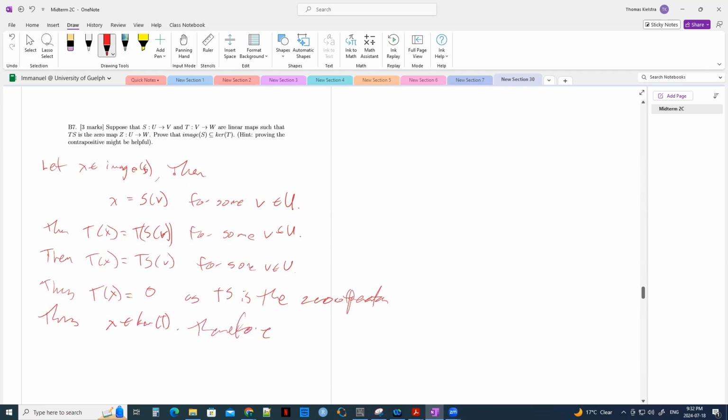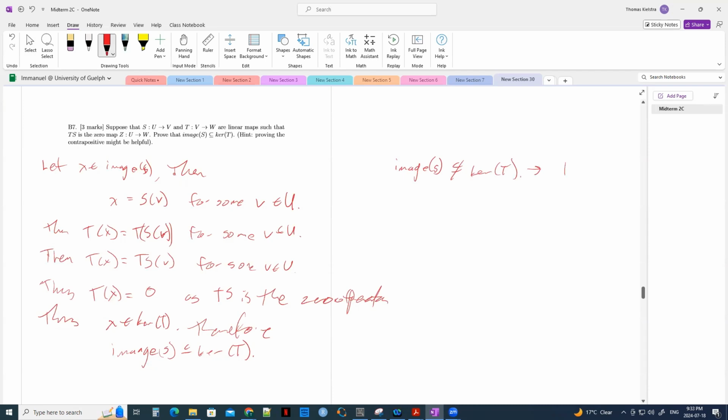Therefore, the image of S is a subset of the kernel of T. So that's the way we could prove it directly. To prove it using the contrapositive, we assume that this is not true, that the image of S is not a subset of the kernel of T.